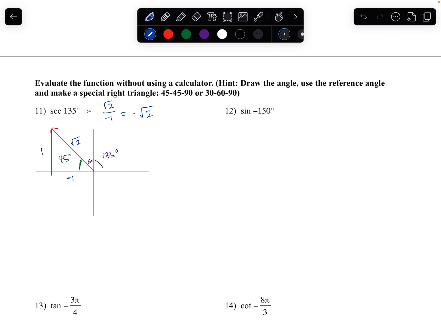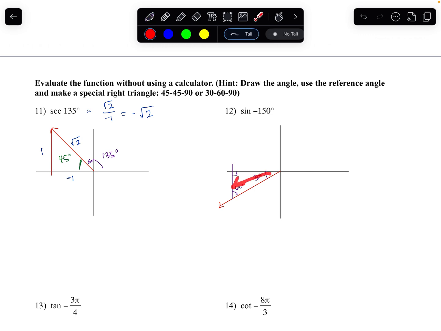All right, let's try sine of -150. So we have -150, so we're going to have to rotate clockwise. So -90, -180, well, that would have to make the reference angle 30 degrees. I'm going to make a special right triangle from this right here. That would be 30 degrees. This would be 60 degrees. So we have a 30, 60, 90 triangle.